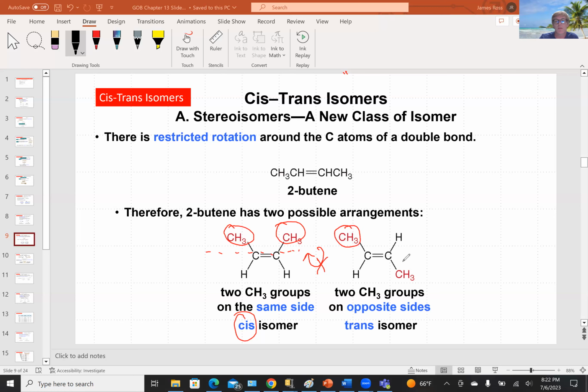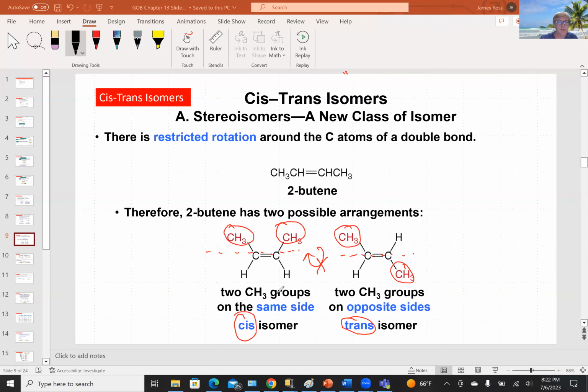These two CH3 groups are on opposite sides of the double bond. So trans means opposite. This is the trans isomer, where the CH3 groups are opposite across the double bond. On the left, we have the cis isomer, where the CH3 groups are on the same side.